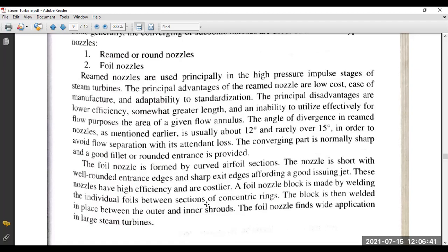A foil nozzle block is made by welding the individual foils between sections of concentric rings. The block is then welded in place between the outer and inner shroud. The foil nozzle finds wide application in large steam turbines. First you have to make the foils according to our design, and then fix the foils inside the nozzle by means of welding between the sections of concentric rings.